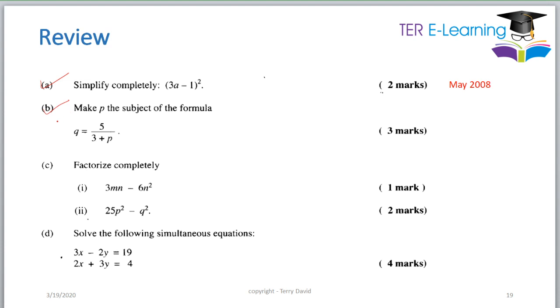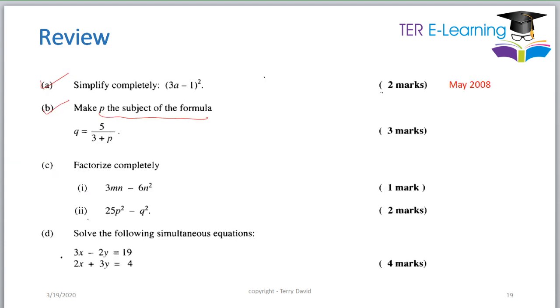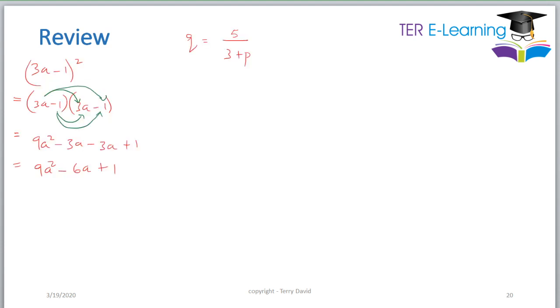So part B now, they want us to make P the subject of the formula. Alright, so the equation we have here is Q equals 5 over 3 plus P. So Q is equal to 5 over, I think it's 3 plus P. I'll double check on this. So Q equals 5 over 3 plus P. And you want to make P the subject. When they tell you make P the subject of the formula, what they want you to do is write an equation that says P is equal to something. Alright?